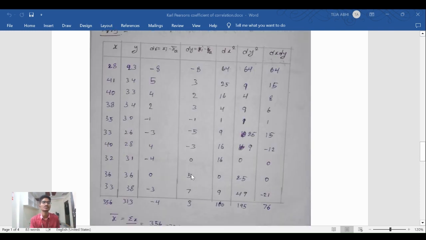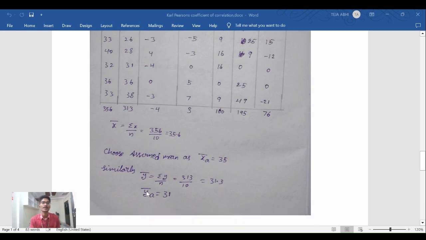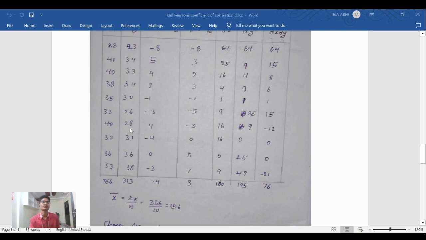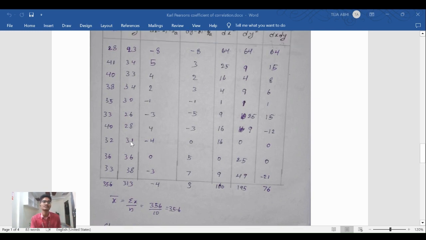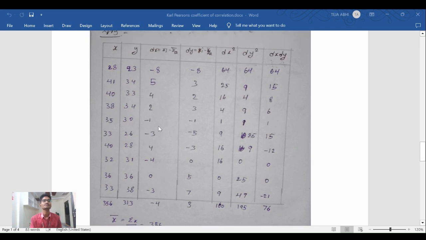Similarly for y, I find the summation of y divided by n, and n is 10. 313 by 10 is equal to 31.3, which is the y bar value. To get ya bar, I round it to 31. Make sure that these two values are among the x and y values: ya bar of 31 is present here, and xa bar of 35 is present here. So let's calculate the values.